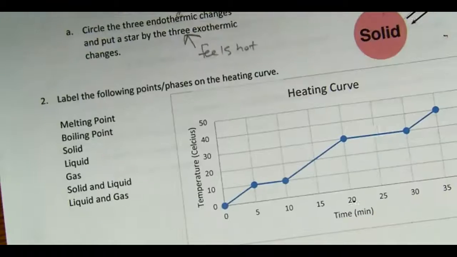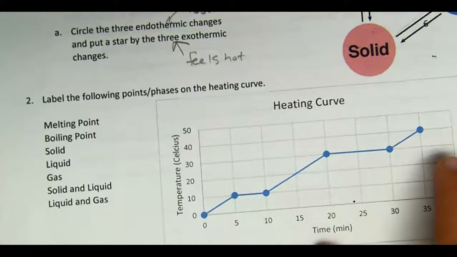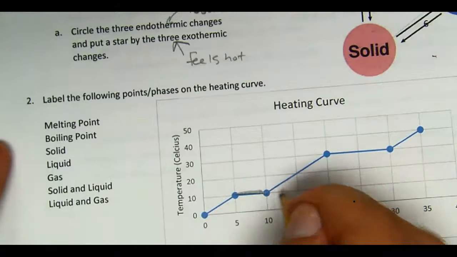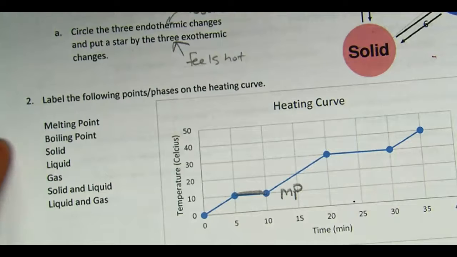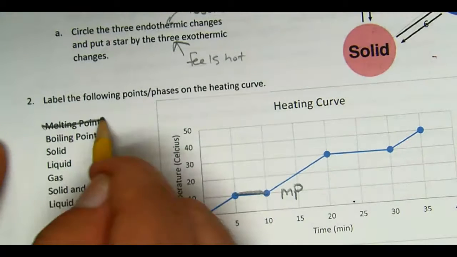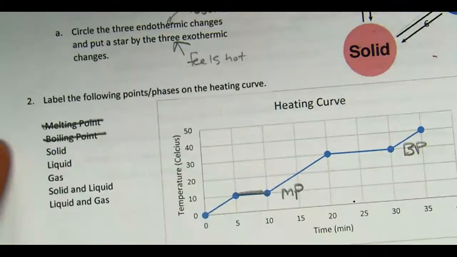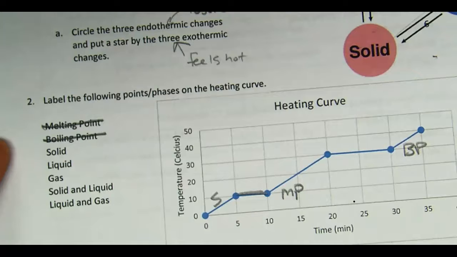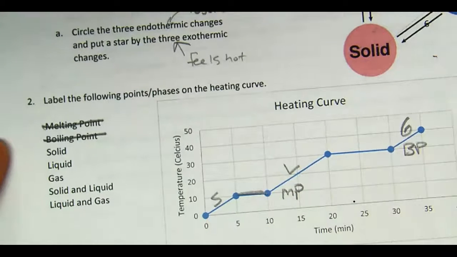All right. Final section. Label the following points and phases on the heating curve. Melting point. So this dash is the melting point. Okay, that's where the melting point is. Up here is the boiling point on that dash. Okay. Solid is this upward line right there. That's your solid. This is your liquid. This is your gas.